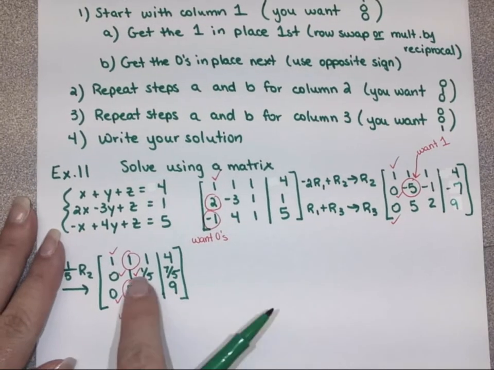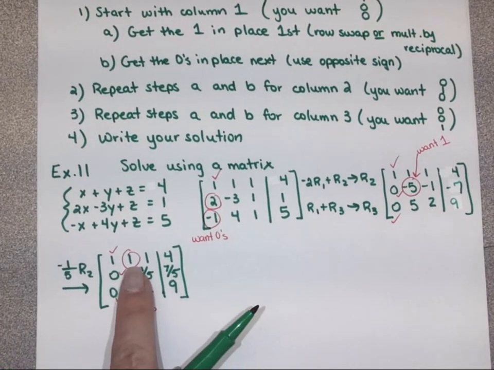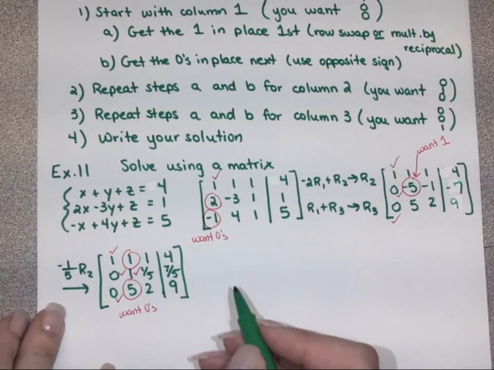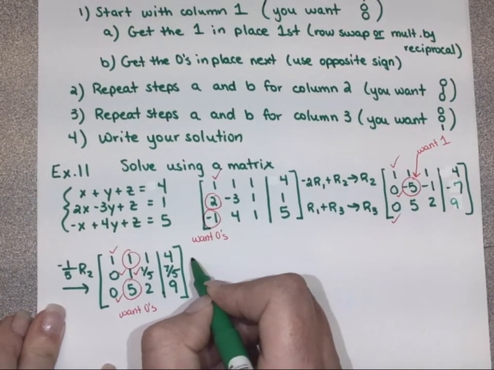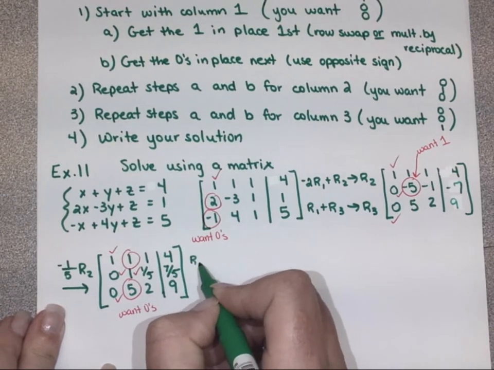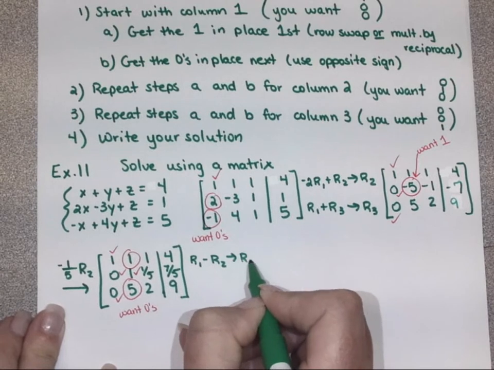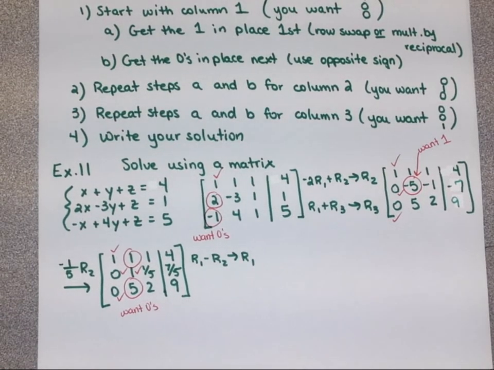Okay, so let's think about it. What's going to change row 1? What am I going to need to do there? Yeah, I'm going to need to add a negative or subtract, either one. Okay, so I'm going to do row 1 minus row 2, and I'm going to send that to row 1, because row 1 is what I want to change there.